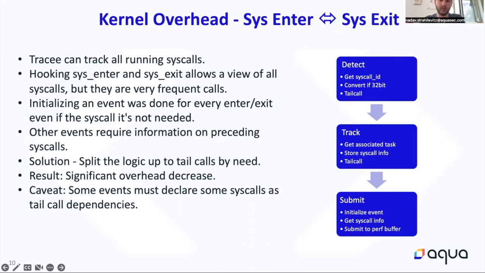The simplest solution is obviously short-circuiting the logic if the syscall event isn't tracked, but Tracee uses syscall info in other security-related events and must keep the information even if you don't submit such events.